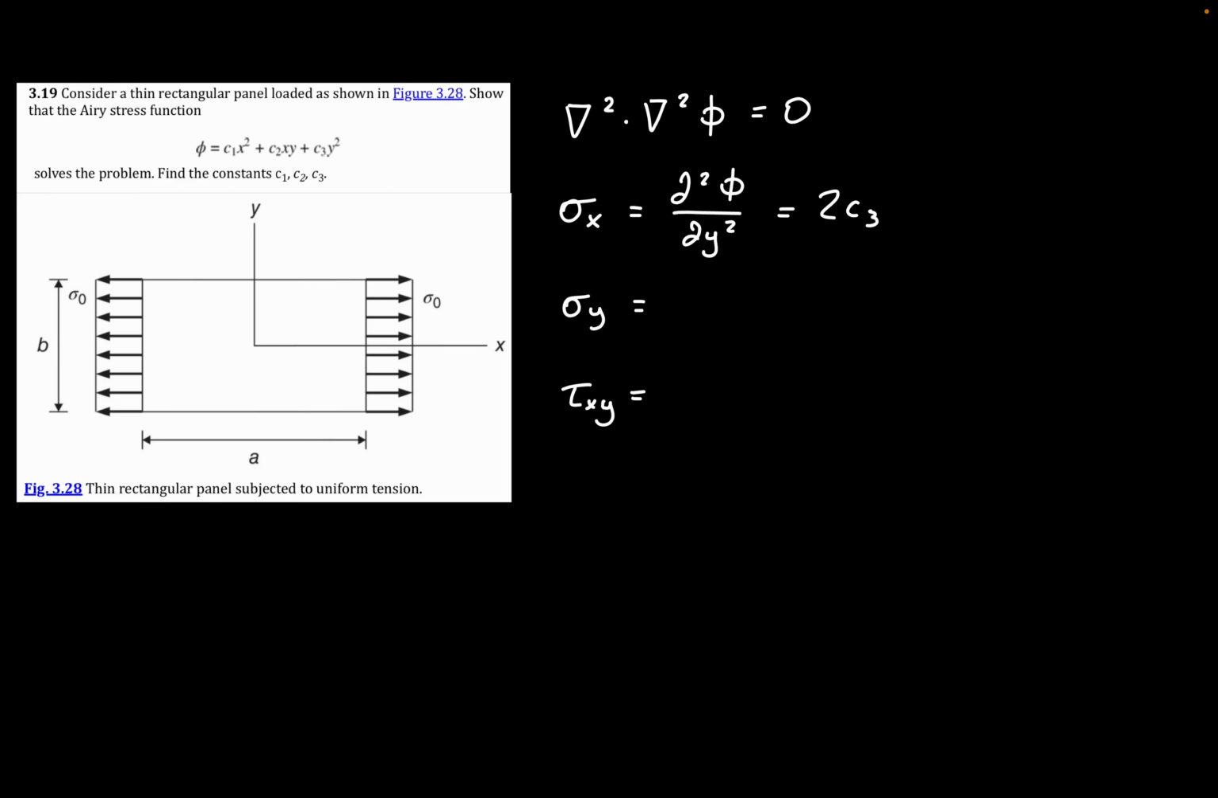And for sigma y, we can take the second partial derivative of phi with respect to x, and that will give 2 times c1. And then for tau xy, we can take the negative second partial derivative of phi with respect to x and with respect to y as well. And that'll give negative c2.